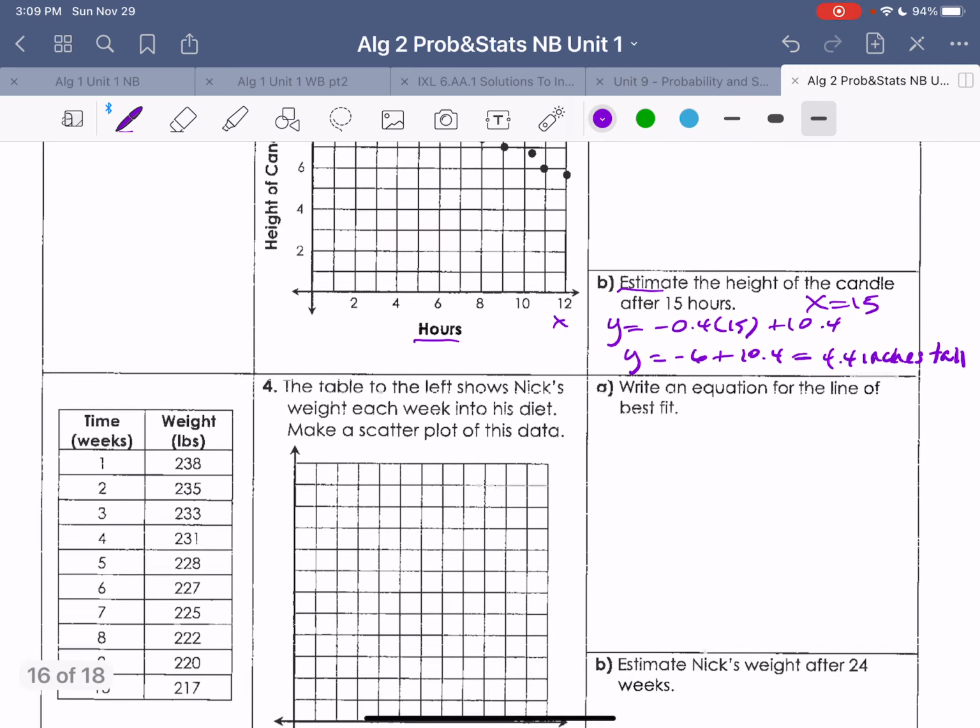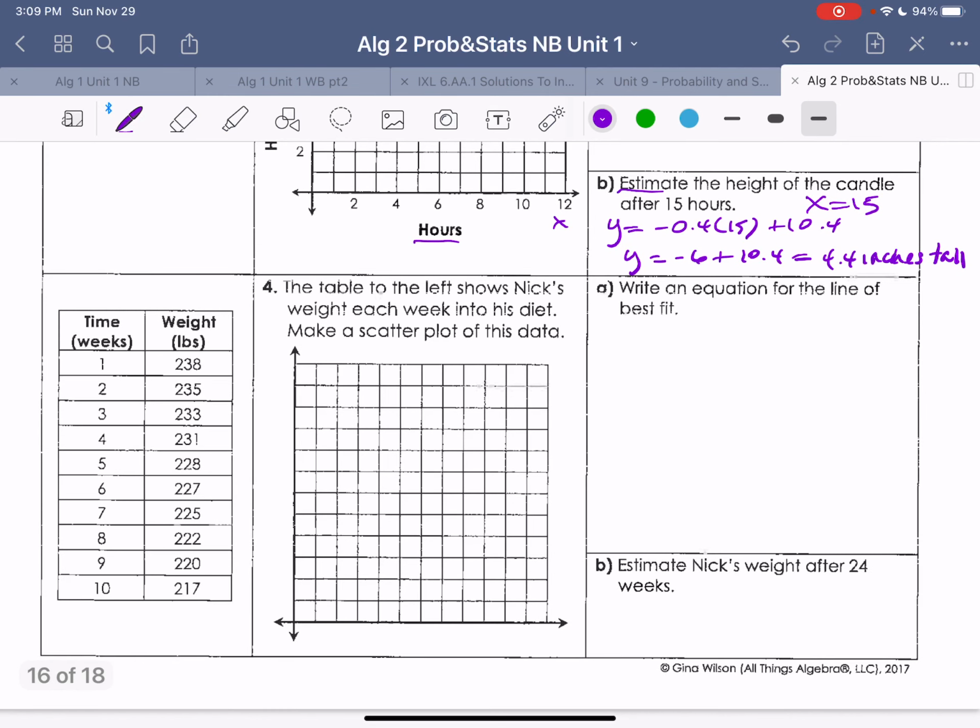Okay, so let's look at the next question in this set of notes. The table to the left shows Nick's weight each week into his diet, and we're going to make a scatter plot of this data. So you're going to go into Desmos and type in these XY values. You're going to fill in your table with these XY values. It's going to create a scatter plot. You're going to use your sliders to write your equation of the line. Take a screenshot of it and post it into the assignment.